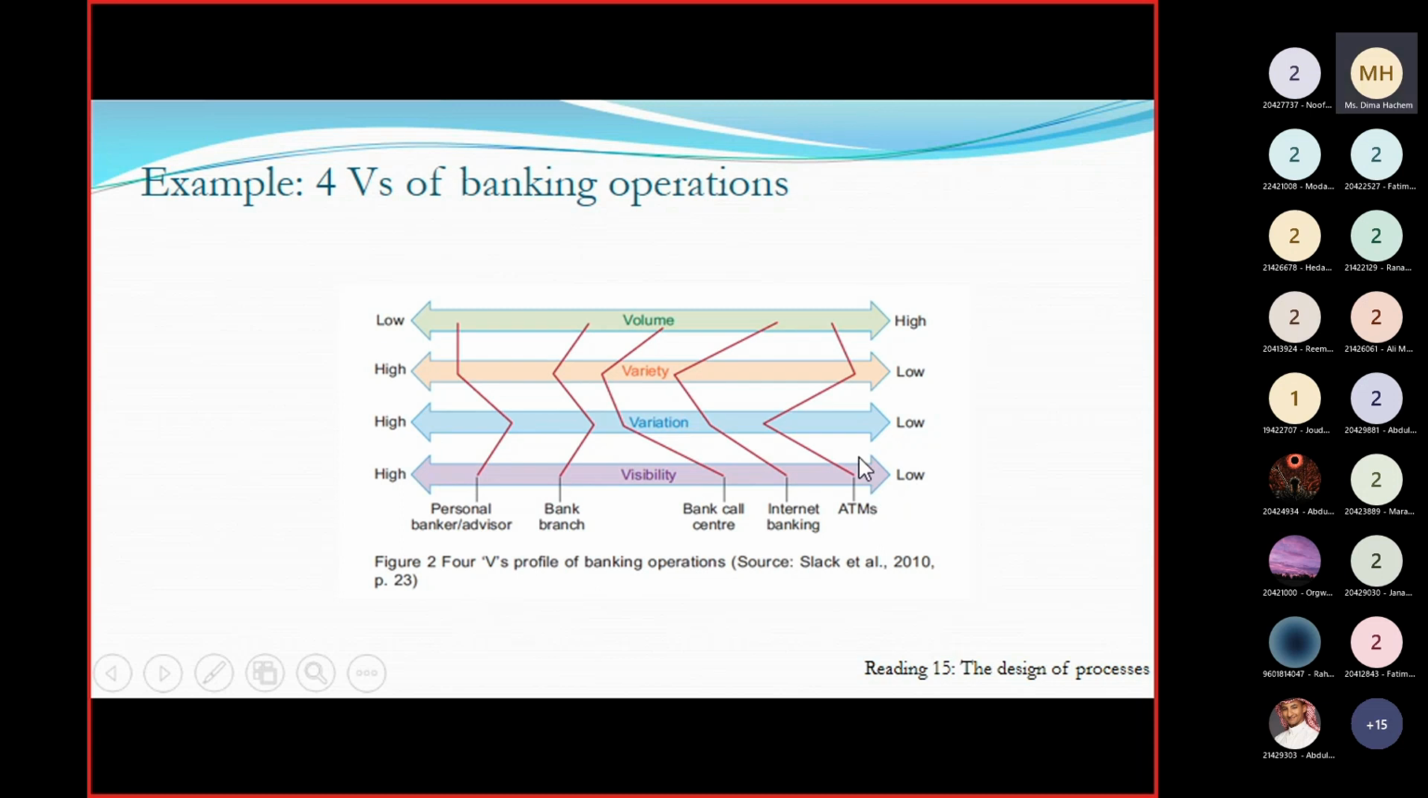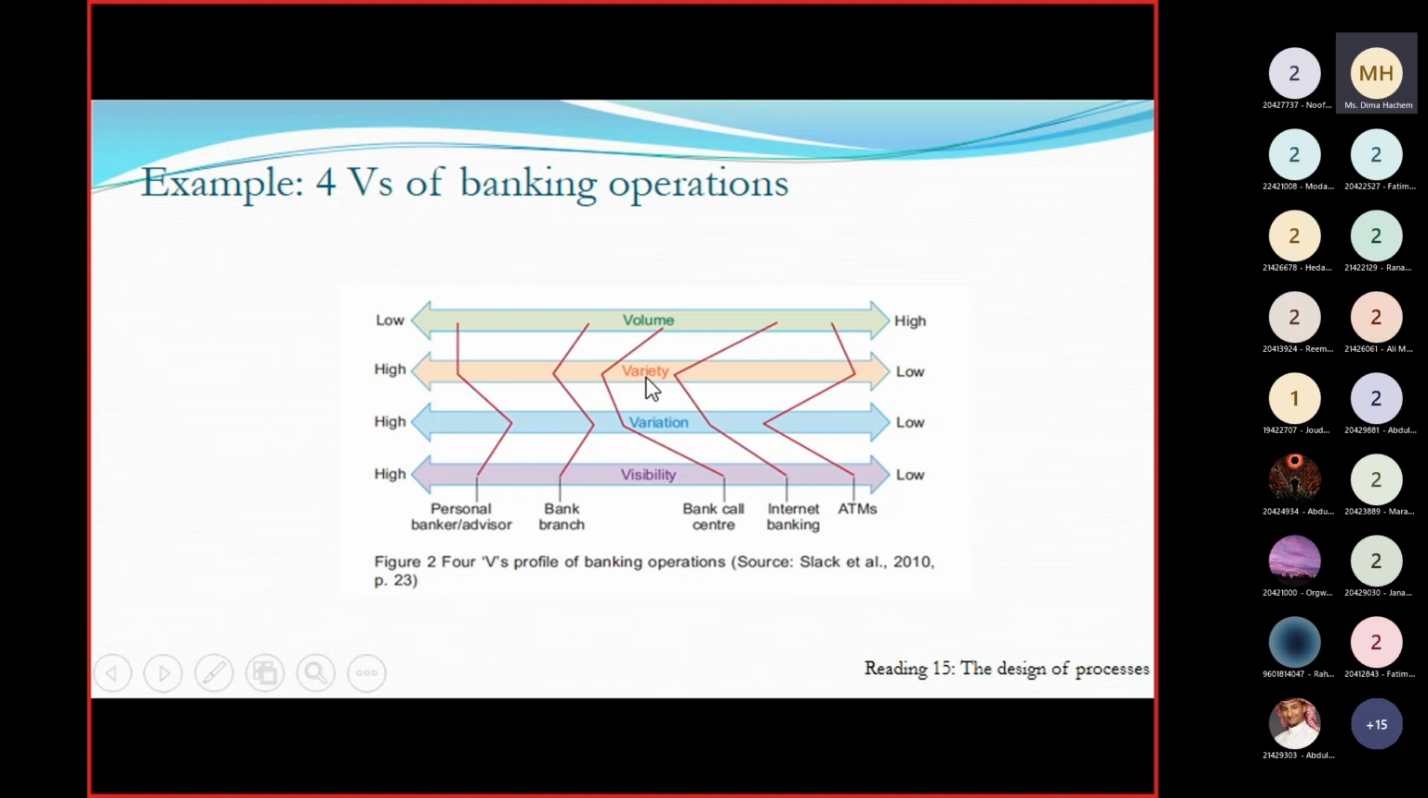So for the ATM, the visibility is very low. You don't see anything. You just ask the machine to give you cash, and that's it. You don't see how things are being done. You are not exposed very much to the service. There are low variations as well, because during the day, at any time, people are withdrawing money from the ATM. Also, there is a low variety. There are not many things that you can do at an ATM.